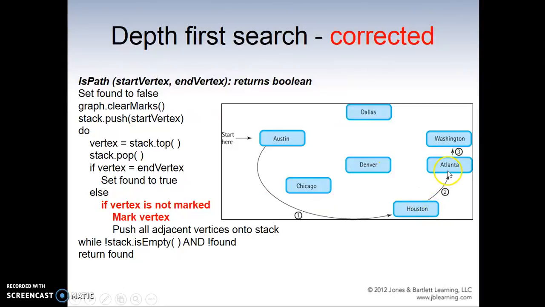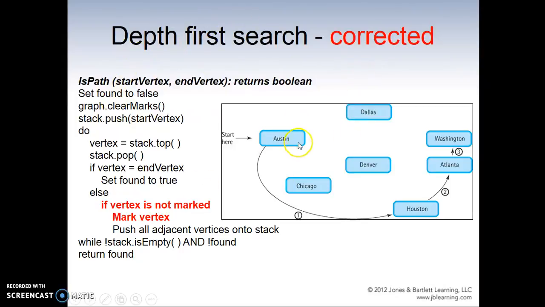Now, when we visit Atlanta, since we already visited Houston, we no longer push Houston back into the stack. We put Washington. Then we go back and say vertex equals stack.top. Now it's Washington, and stack.pop pops Washington out. If vertex equals end vertex, yes, because now the top, Washington, equals Washington, then we set found to true. We no longer do the else, and we never do the loop anymore. We return found, then its path is found.